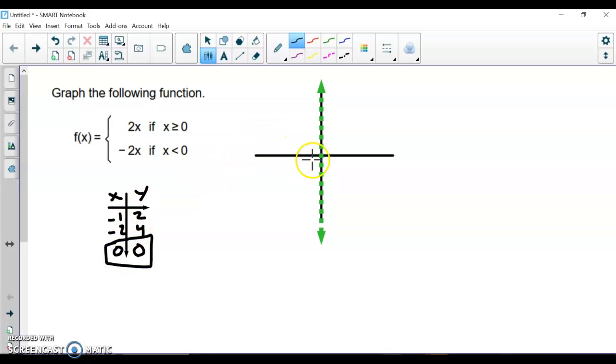So if we plot these points, here's negative 1, 2, somewhere about there. Here's negative 2, 4. Wait a minute, I said negative 1. Oh yeah, here's negative 1, 2, and we'll say this is negative 2, 4 up there somewhere.